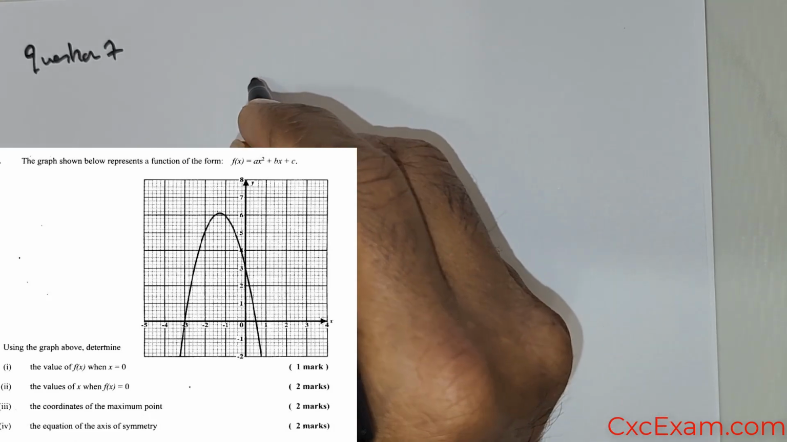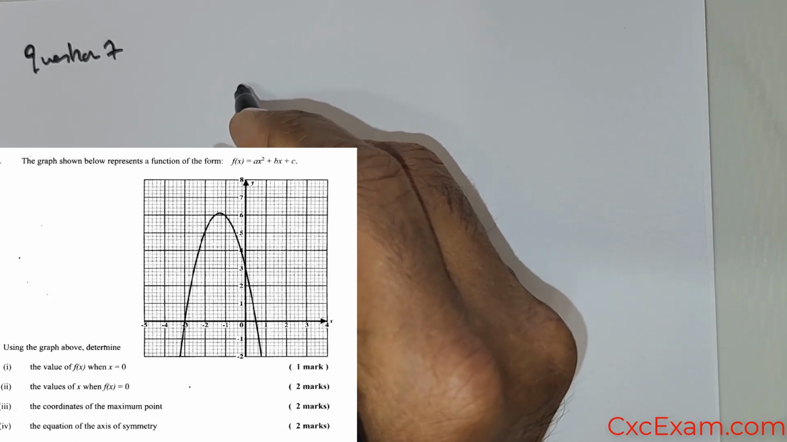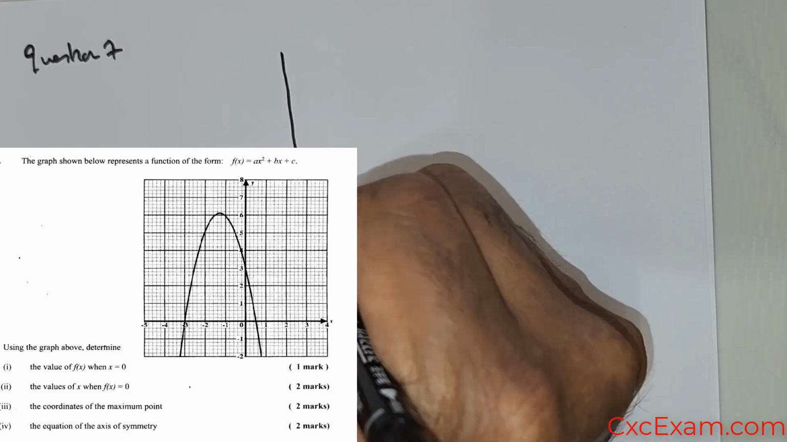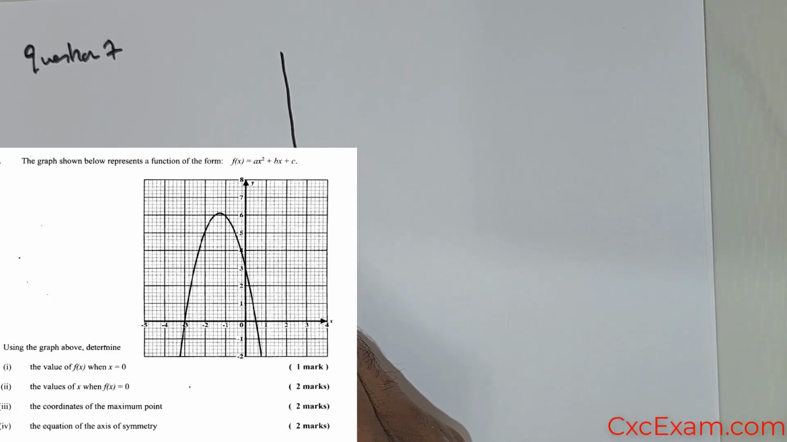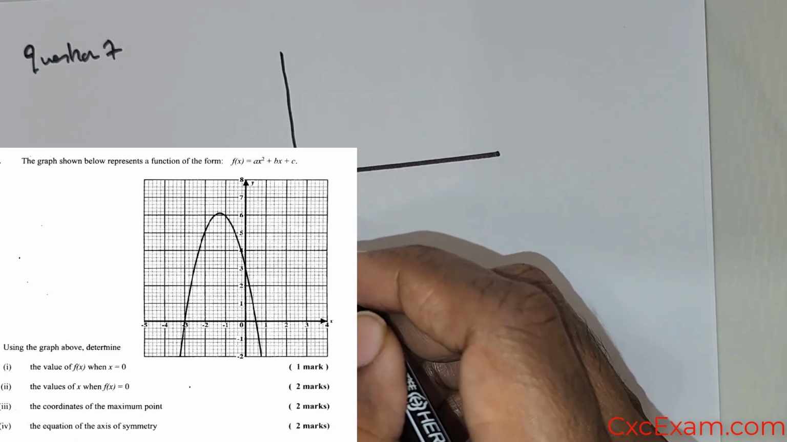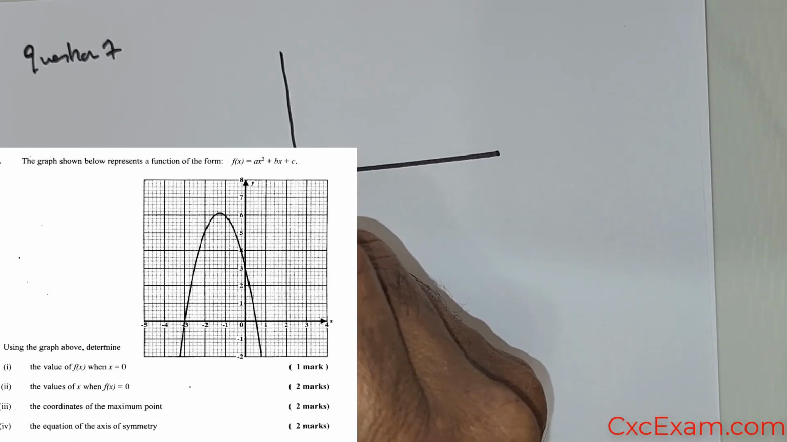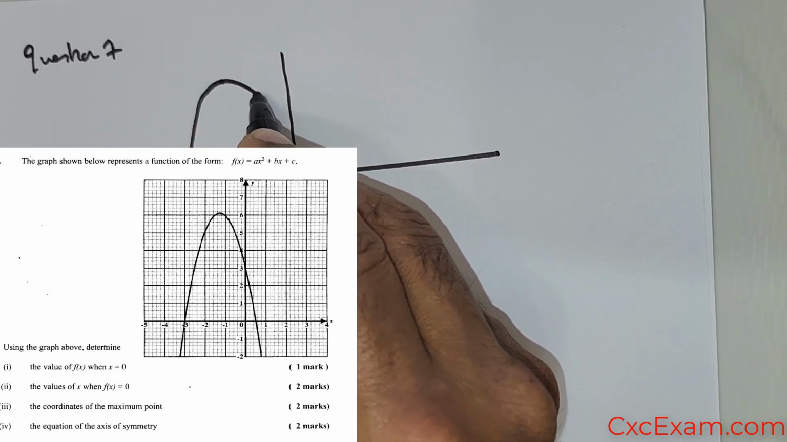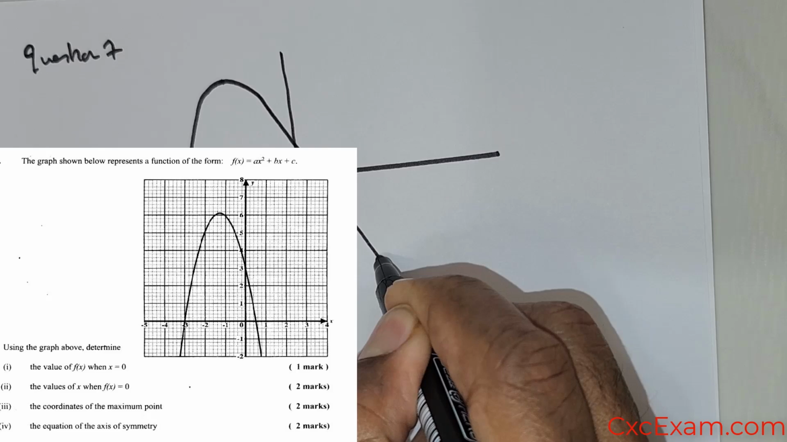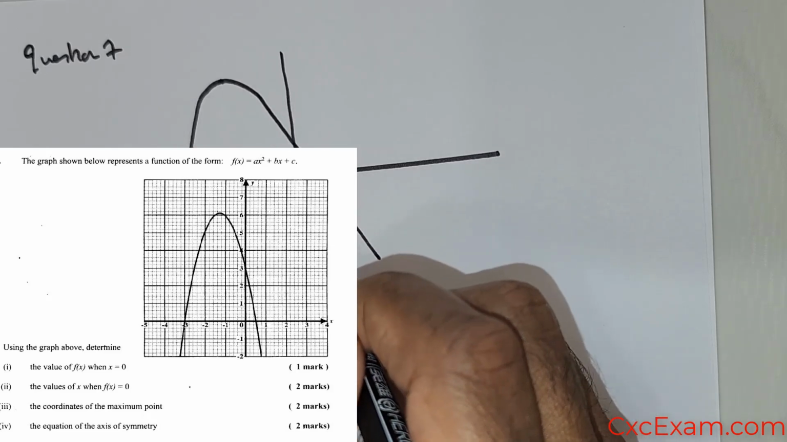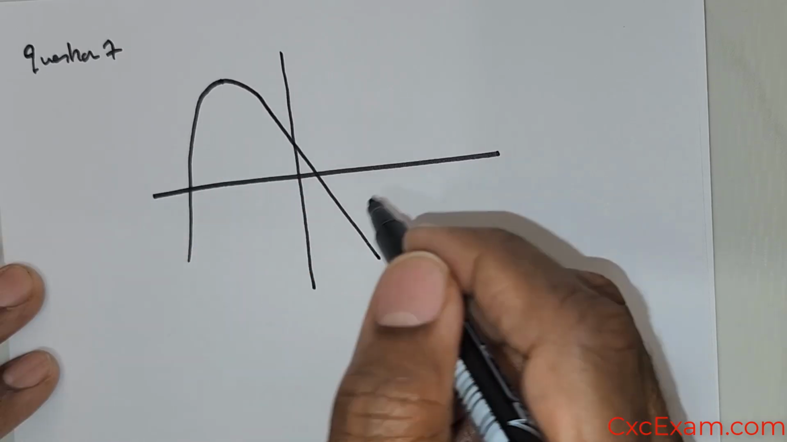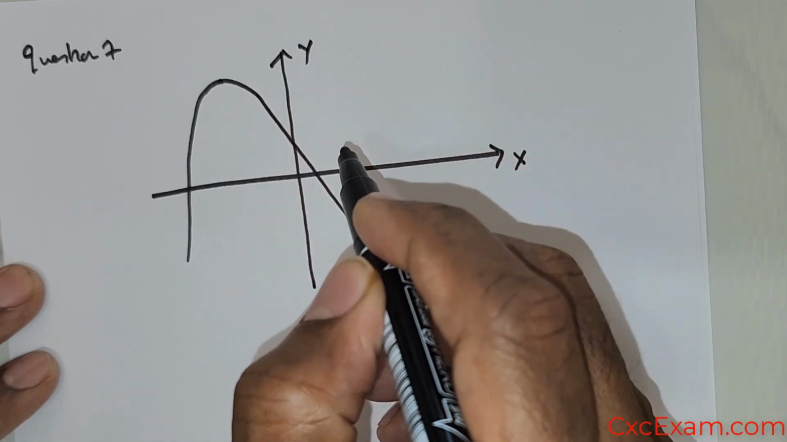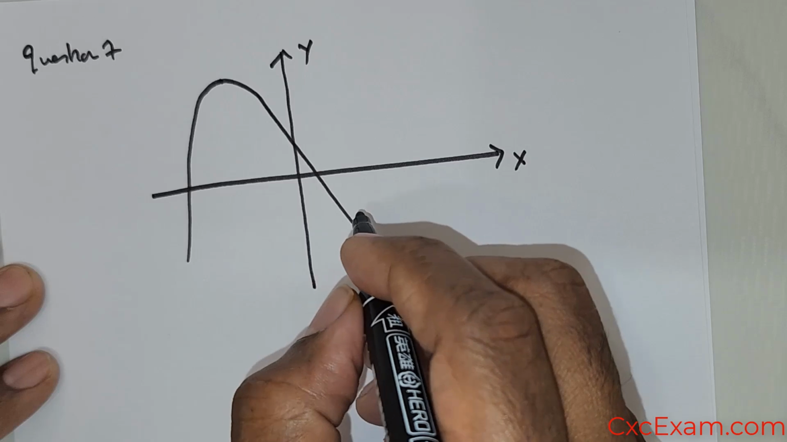Students, this is question number 7. Foremost, let me draw the graph. The graph is in this fashion. So you have a parabola, inverted U, hitting the x-axis and the y-axis in this fashion.